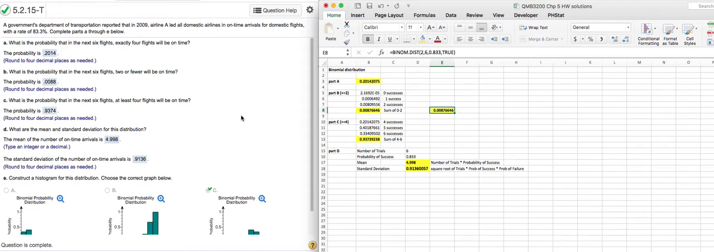Now for part C, we're looking at at least 4 flights being on time. So here we have to break it all out because cumulative would only be if we were looking at 4 or fewer.